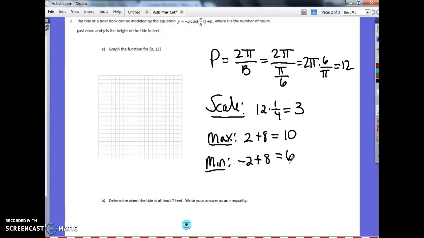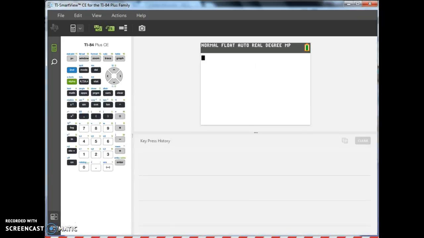You can pause the video right now, go ahead and set up your graph, and then restart the video so we can do part B, which involves using your graphing calculator. For part B, we're going to get our graphing calculator out and determine when the tide is at least 7 feet. That's going to be kind of hard to tell just based off your graph, so we're going to have the calculator help us out here like we did a couple days ago.